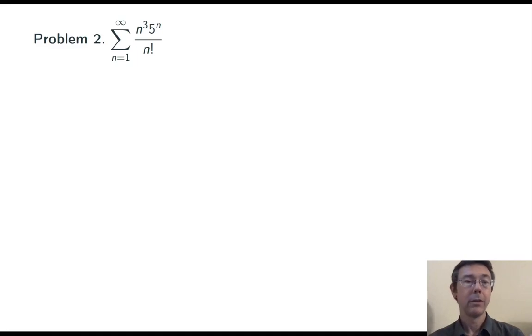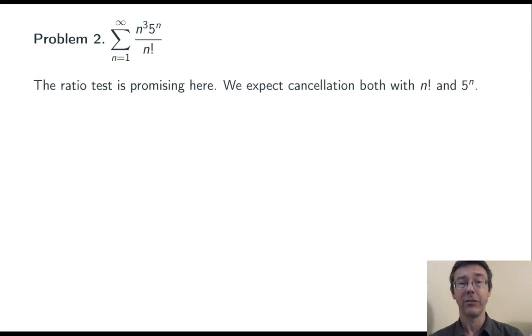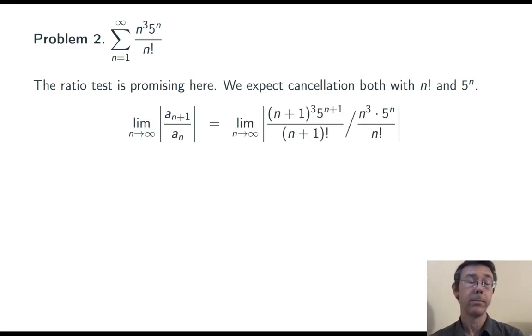Problem 2. Sum n equals 1 to infinity of n to the third times 5 to the n over n factorial. I could try the root test on this as well, but I think it's more natural to use the ratio test here. I'm going to get a lot of cancellations. I'm going to get different exponents on the 5. Those are going to give me some cancellations. And the n factorials are also going to have a lot of factors in common that'll cancel.